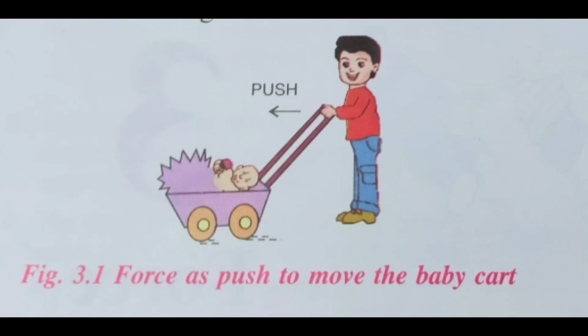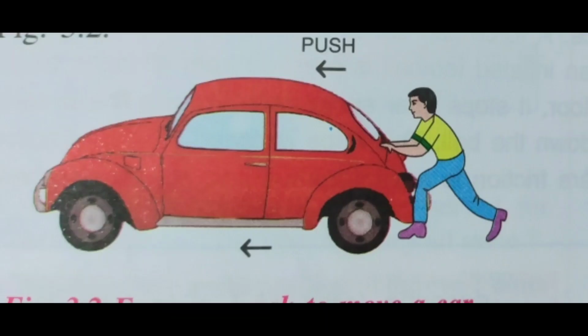Now tell me, what do you see in this picture? In this picture you can see a man pushing the baby cart, isn't it? You can see that. How is force applied there? Force is applied in the form of a push, isn't it? Now what do you see here? You can see a man pushing a car. In this picture also you can see force is applied in the form of a push. In both these pictures you can see that force is applied in the form of a push.